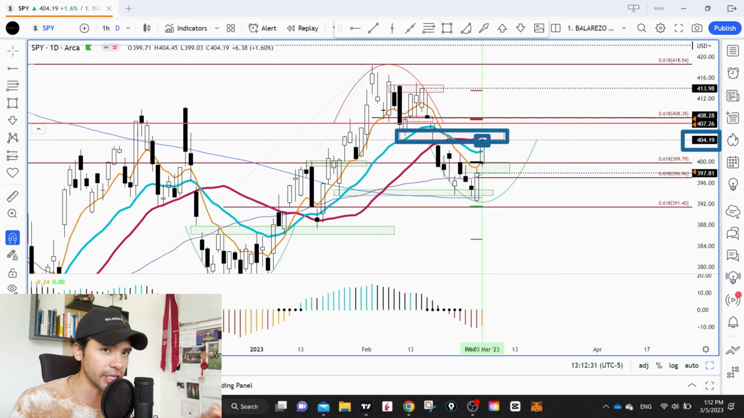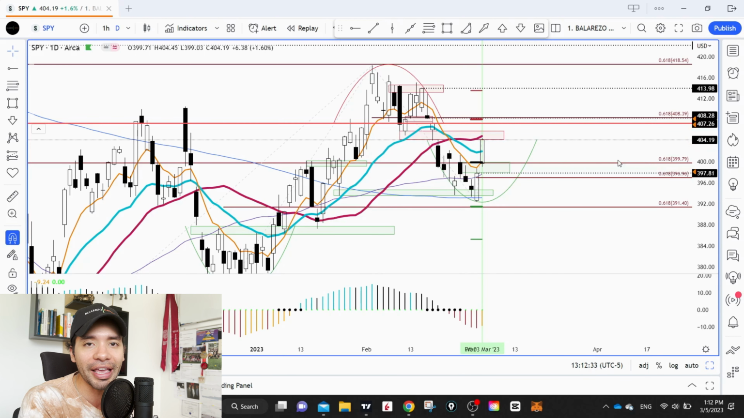I think that's going to be the resistance level, so I don't want to do any buying at these levels. Where is the support that I'm going to be willing to buy? So that support is going to come right here at 400.